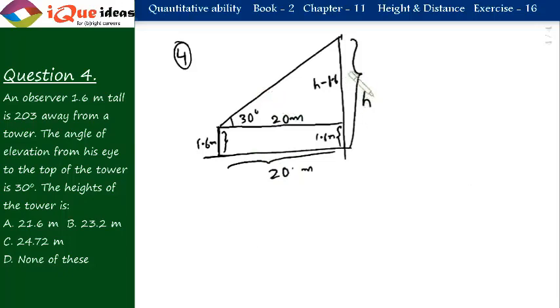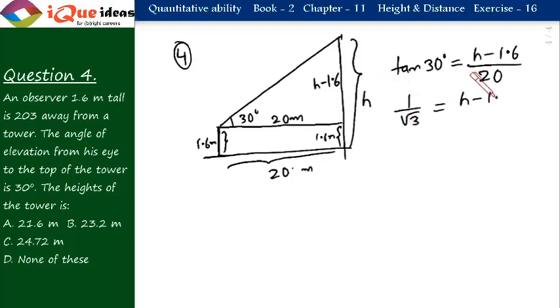Now apply the formula of tan theta in the upper triangle, that is the right angle triangle. So tan 30 degrees can be written as opposite side, H minus 1.6, divided by the adjacent side, which is 20, and the value of tan 30 degrees is 1 by root 3. So it is H minus 1.6 upon 20. Now it becomes 20 by root 3 is equal to H minus 1.6.